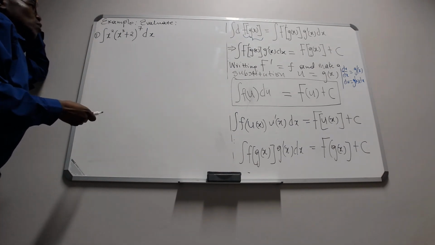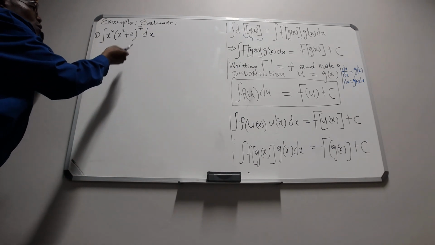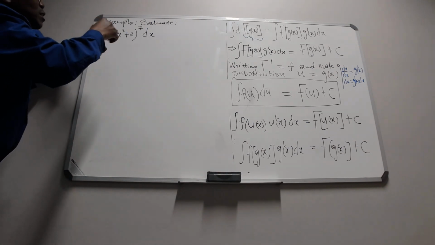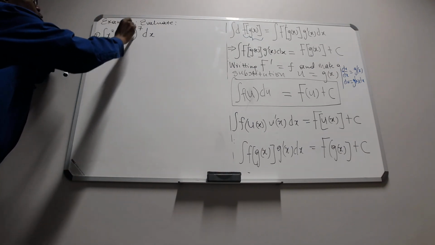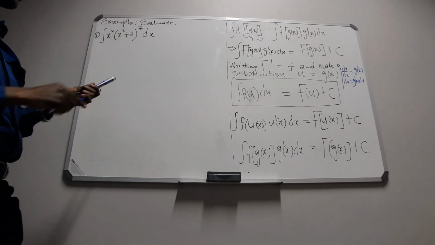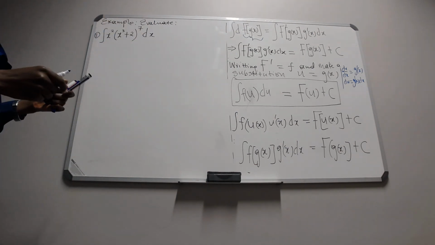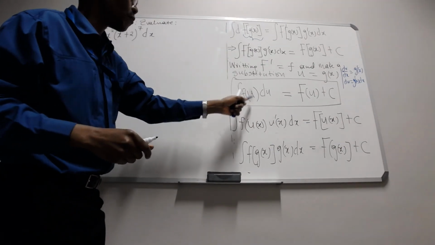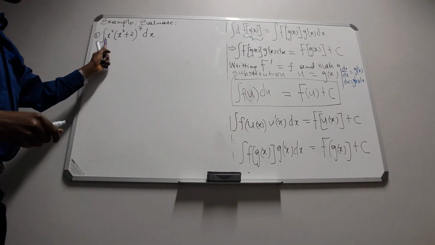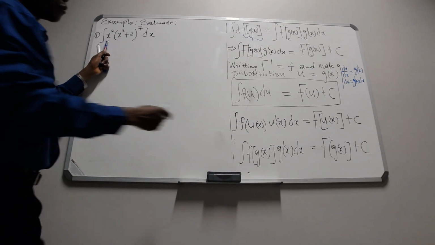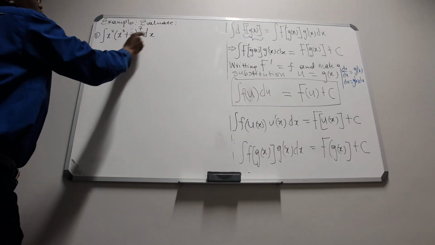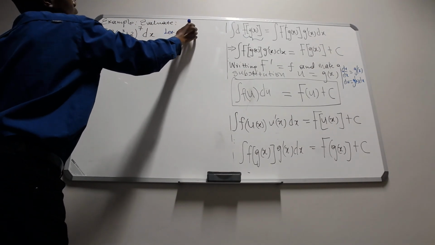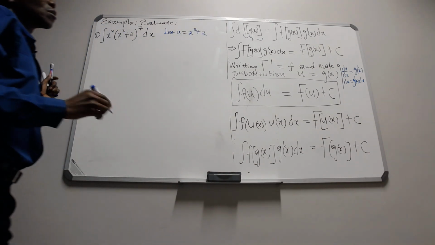Then what we do is just to identify what we will call an inside function. So this is like our u, because it's a function of another function. And then the possibility is that it will give us the derivative of what we have picked there. So let u be equal to x cubed plus 2.